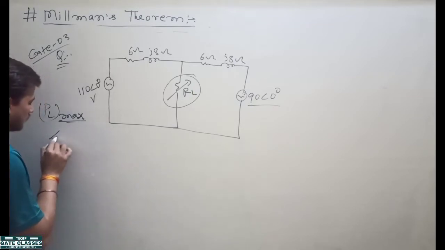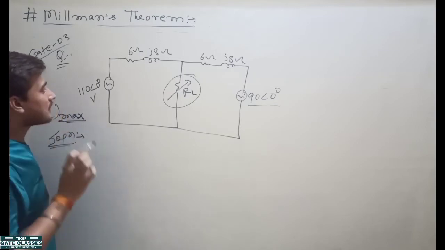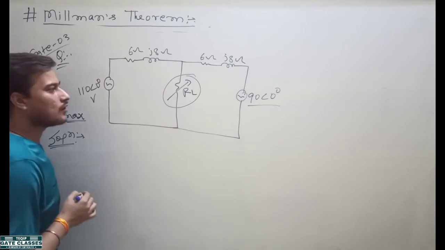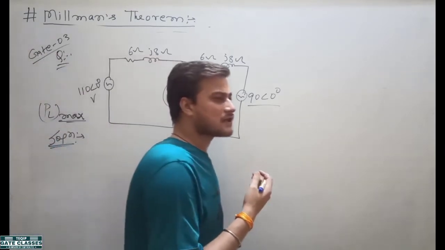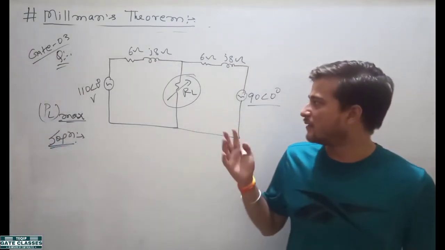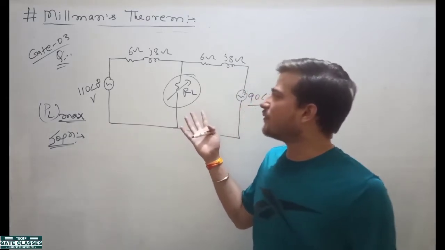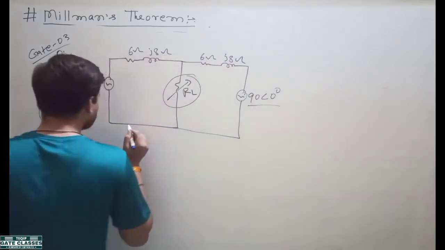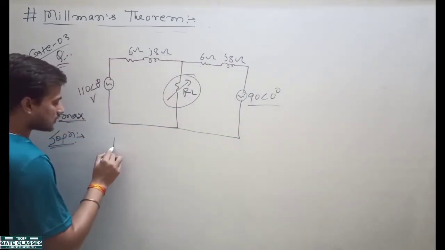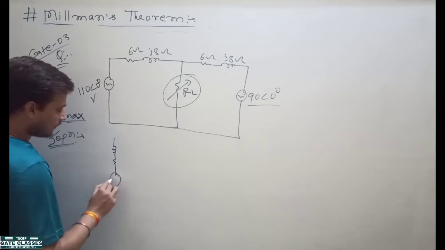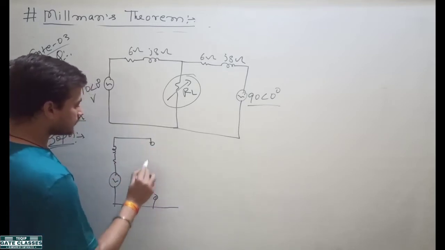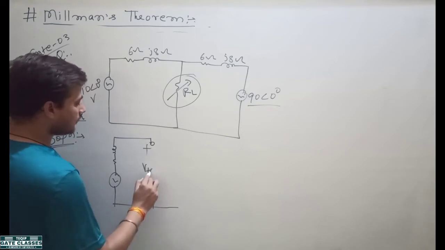So come to the solution. Let us see how you solve this question. First we will remove the load, because for applying the maximum power transfer theorem you will have to find Thevenin's impedance and Thevenin's voltage. So how to find Thevenin's voltage? If you redraw the circuit, we can draw it like this. There is a voltage source. This is open circuited. This potential will be VTH.